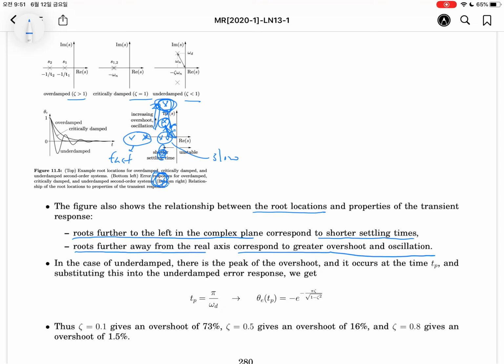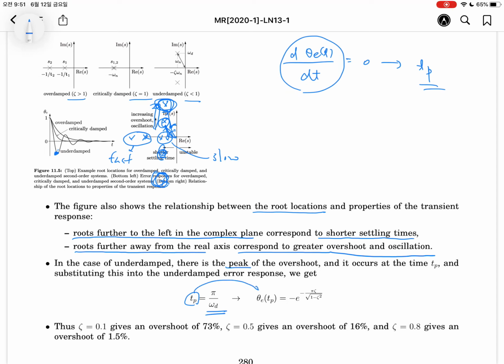In the case of the underdamped response, there is a peak. In the underdamped case, the peak exists. The peak can be obtained by taking the time derivative of theta e and setting it to 0. This time will be dp, the peak time. After taking this derivative, we can get dp as pi over omega d.